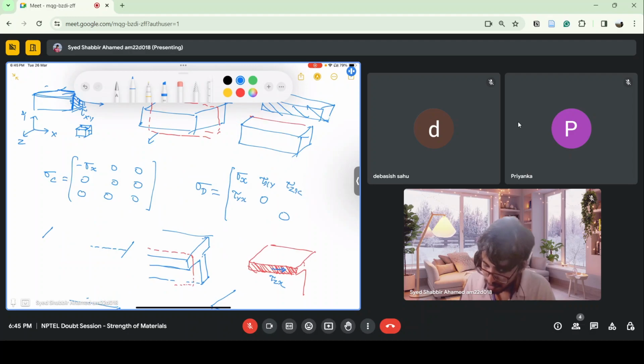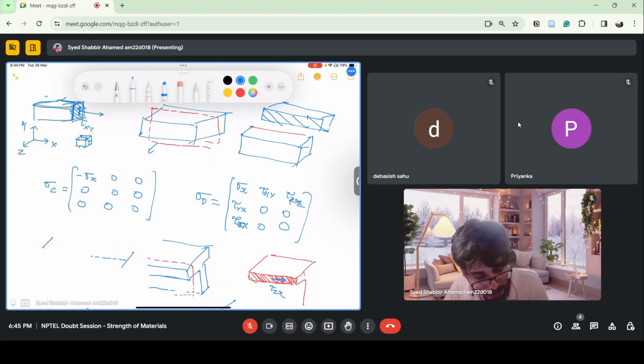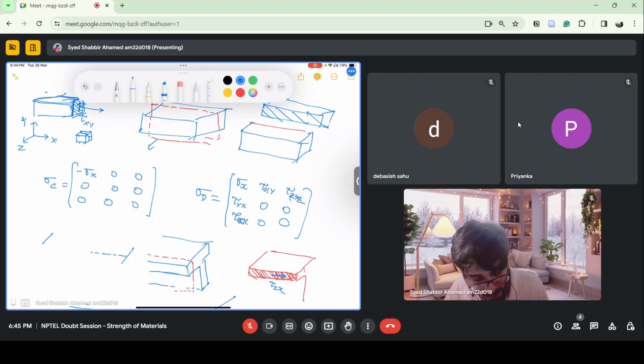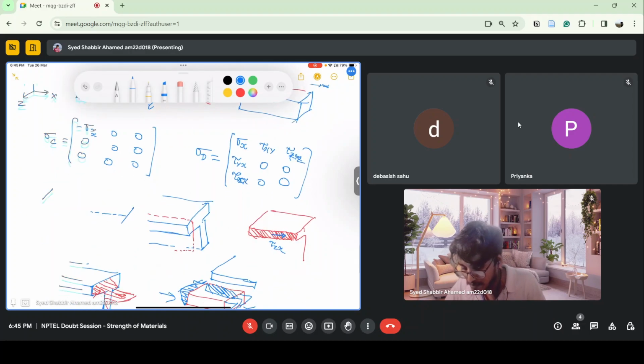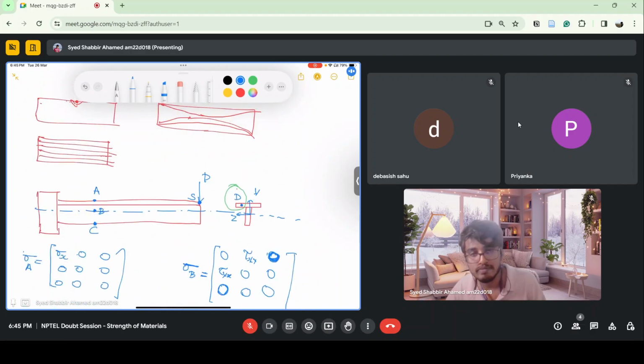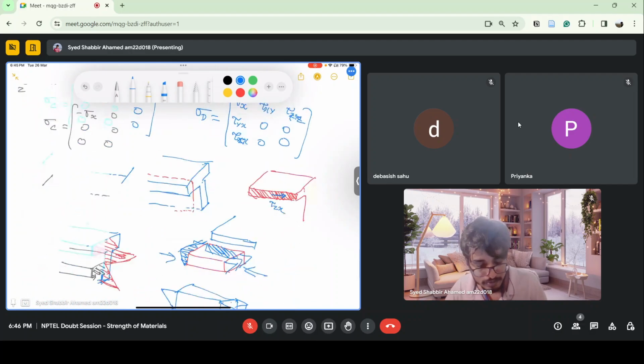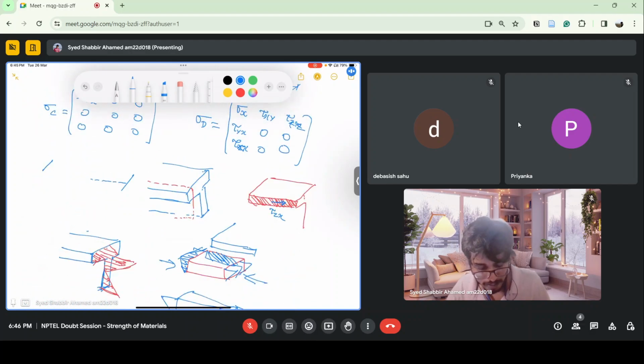So this is what it looks like, tau xz and tau zx. So for point D, this is the stress tensor. This is how it is populated. That is, any point in the middle of the flange, not on the top of the flange.